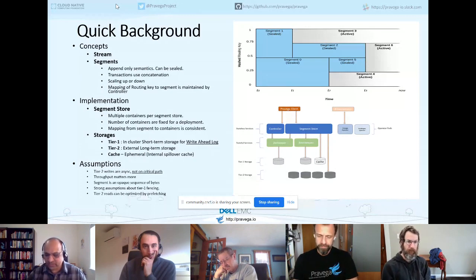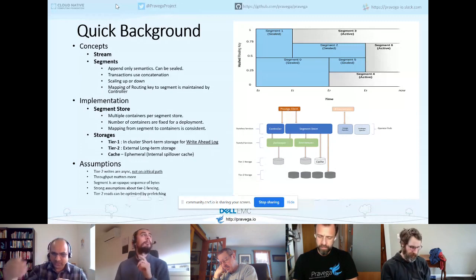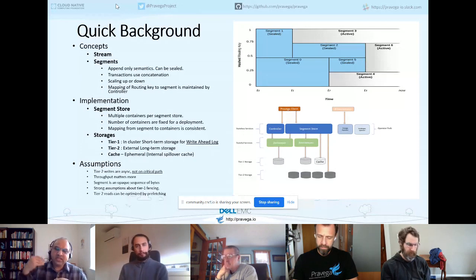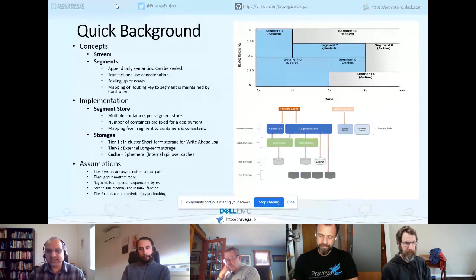It could be object, it could be file system, it could be your own block storage. These are the storages that segment store will be able to utilize. So the assumption here is the tier one writes are asynchronous. So the client actually doesn't directly write to tier two. Tier one is where the data is ingested, and like Flavio said, the data is staged until it is moved to tier two. The segment is an opaque sequence of bytes. As far as segment store is concerned, we do not actually interpret any of the bytes inside a segment.